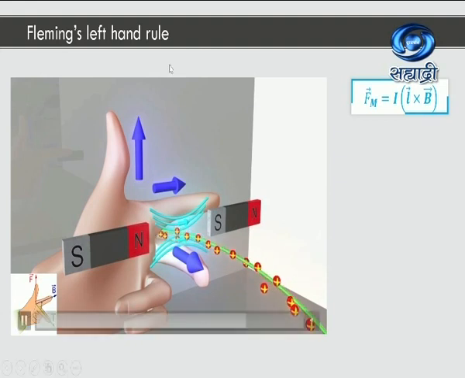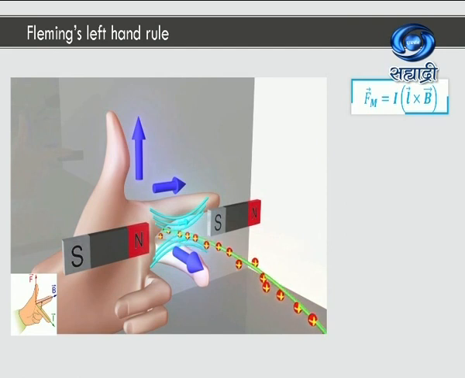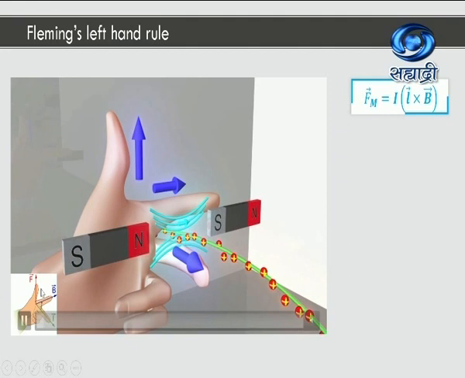What is this Fleming's left-hand rule? You go down to the left corner here. You can see here, the first 3 fingers of the left hand are mutually perpendicular to each other. I need to hold them mutually perpendicular to each other: thumb, forefinger and middle finger. Then the forefinger should be in the direction of magnetic field, the middle finger should be in the direction of current, then automatically whatever is the direction of the thumb is the direction of magnetic force.